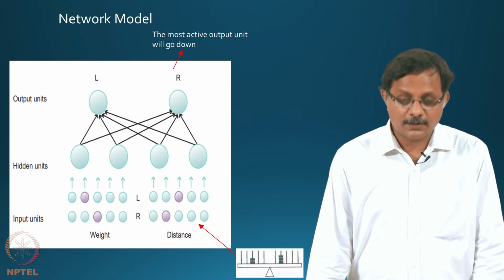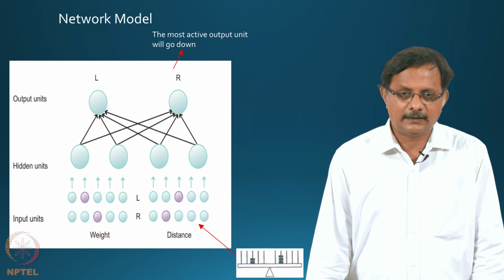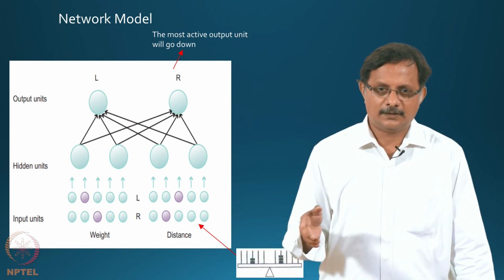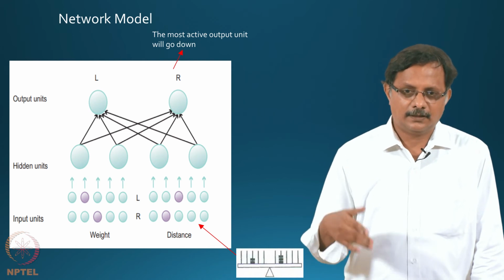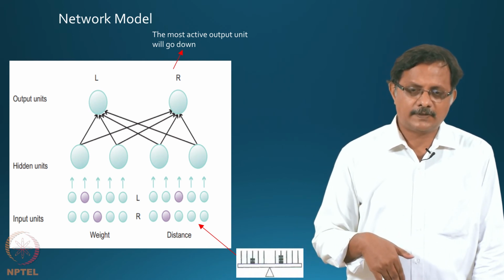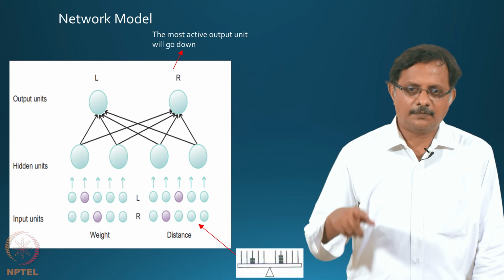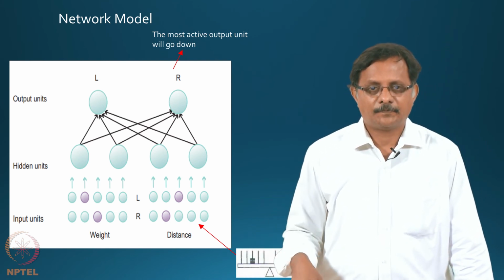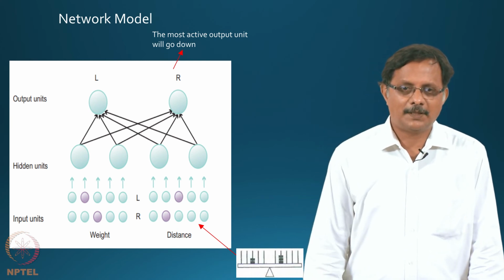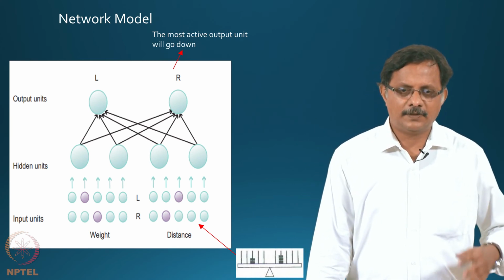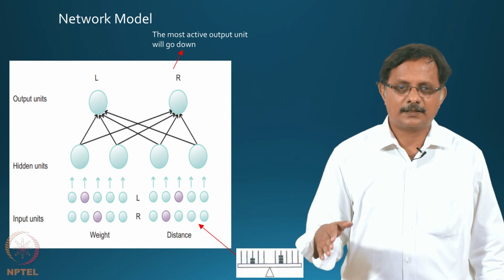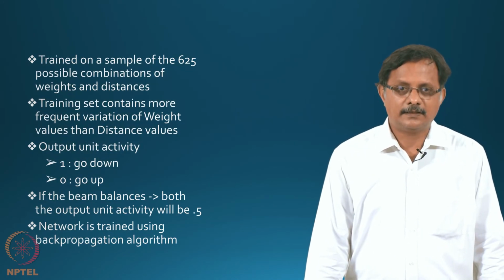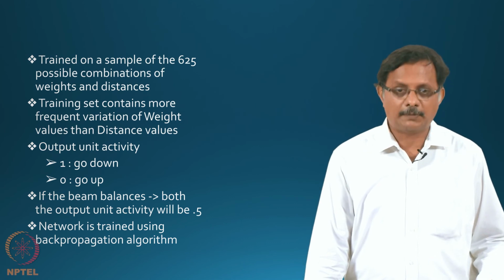neurons. Hidden neurons then project to 2 output neurons, left and right, and if left neuron is 1 and right neuron is 0, it means the network is judging that the balance goes down on the left side, and similarly if right neuron is up, then the network is judging that the right side goes down. When both neurons are about the same, say 0.5, then the network is judging that the balance will be in a balanced condition. So, the network is trained on 625 possible combinations of weights and distances. It is trained using the backpropagation algorithm.